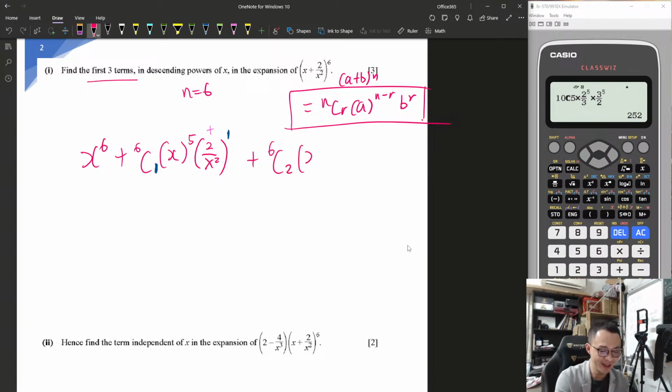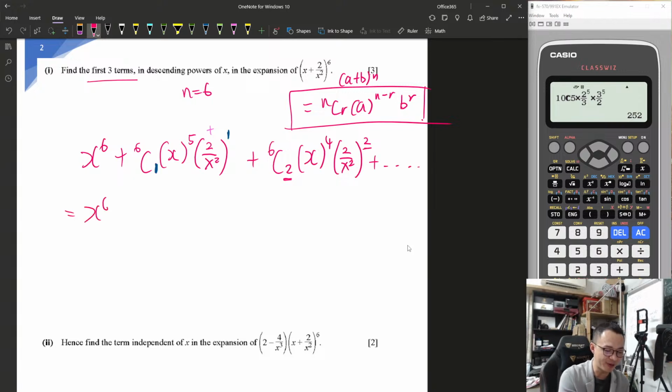And then this one will be x power of 6 minus 2, which is 4. This is (2 over x squared) power of 2, because this power must follow this one. Do you see this is the first three terms? I just apply the formula above, then I solve it. Then, yeah, I can do plus dot dot dot. There is only the first three terms.